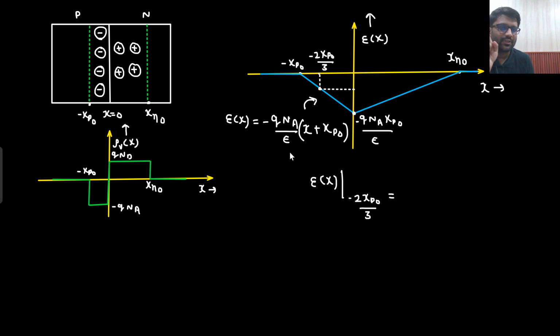Okay? This is the expression of electric field from minus xp naught to 0. This is the expression we are getting. We need to check at minus 2 xp naught by 3. So here I will put minus 2 xp naught by 3. What I will be getting?